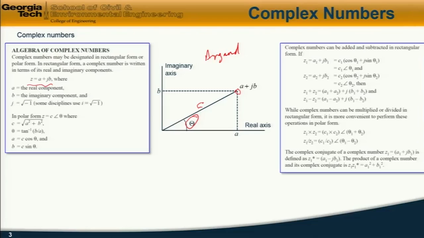And manipulations on complex numbers can be performed fairly easily. For example, the summation of two complex numbers, z1 is a1 plus jb1, z2 is a2 plus jb2, then to sum those equations, we simply add up the real components and add up the imaginary components as shown here.